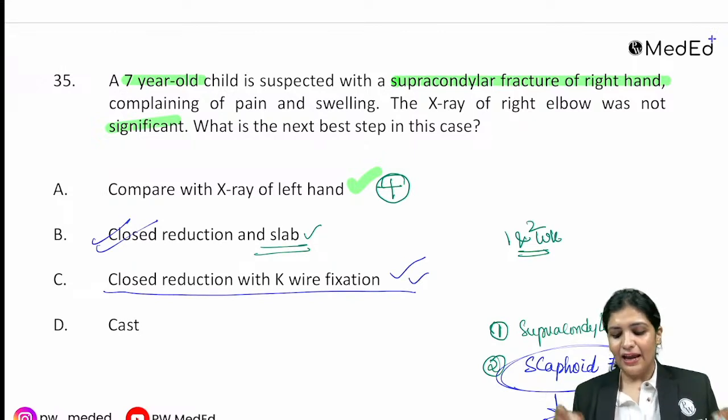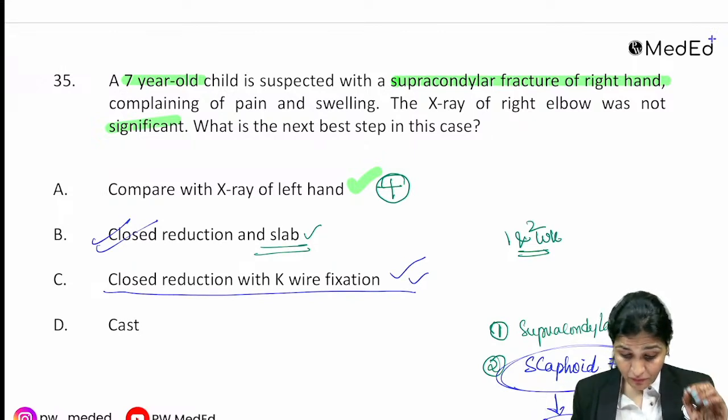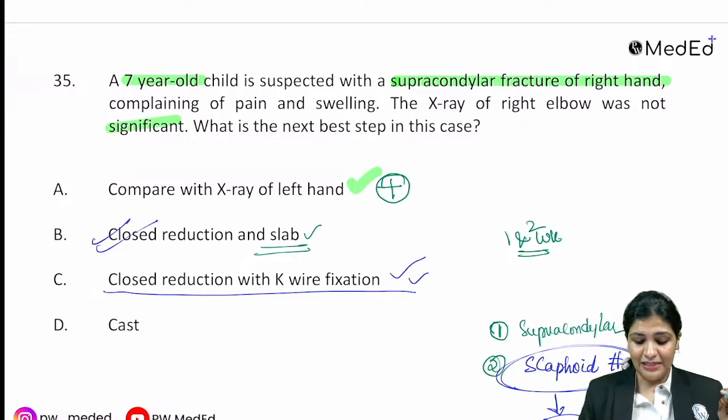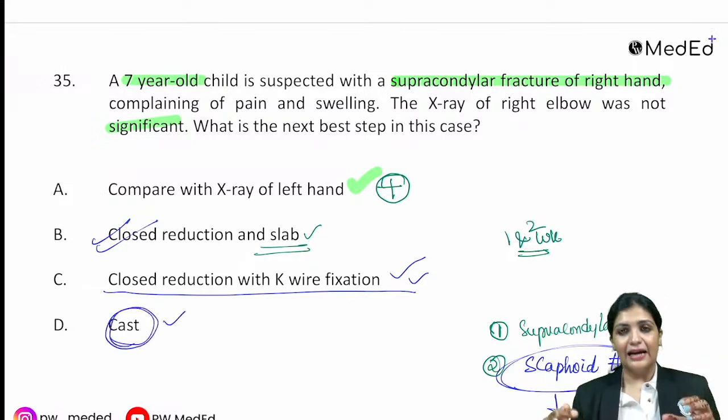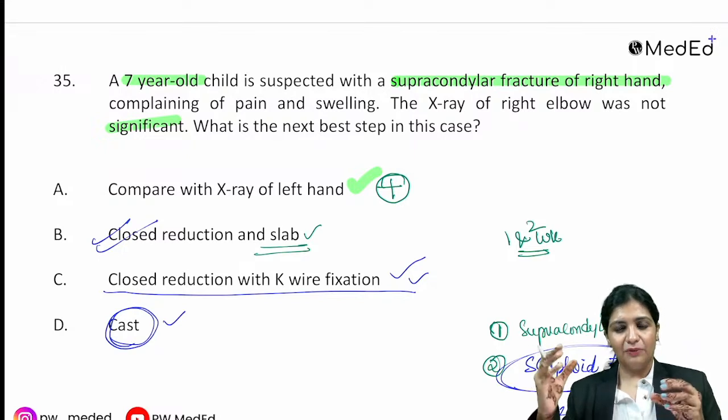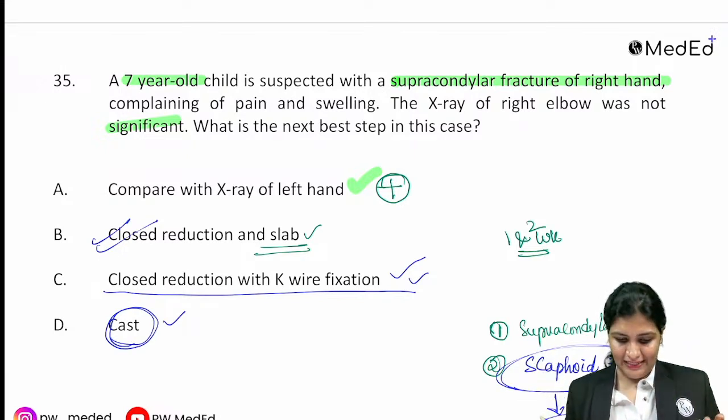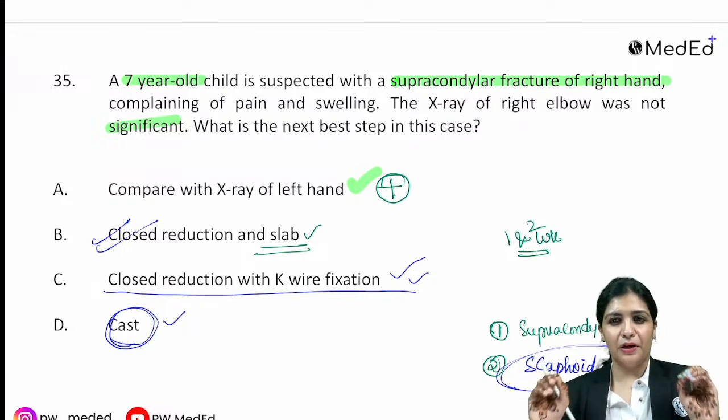So closed reduction and K-wire fixation. Or if your casing is done after your K-wire fixation. So K-wire fixation, and then you go for casing. So that is the steps we follow for supracondylar fracture.